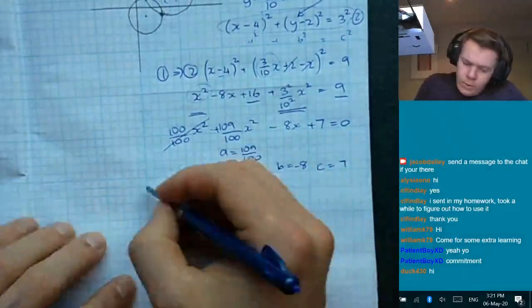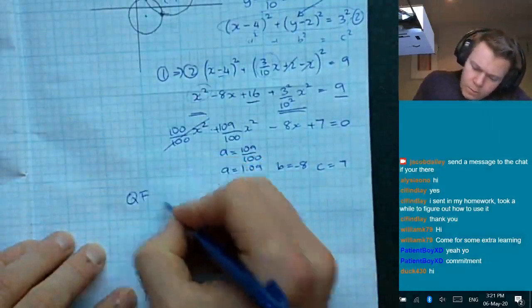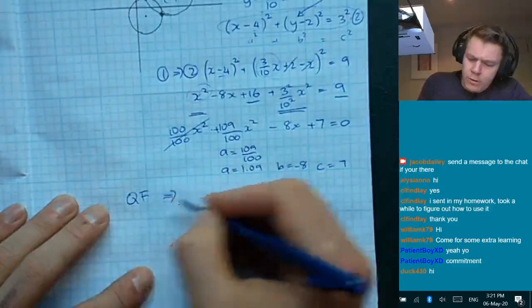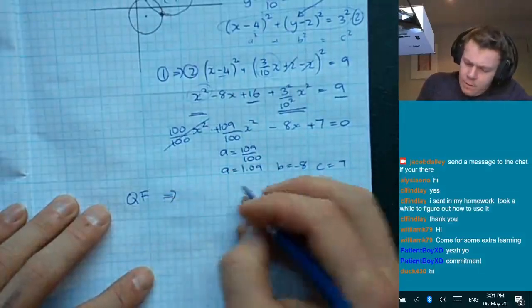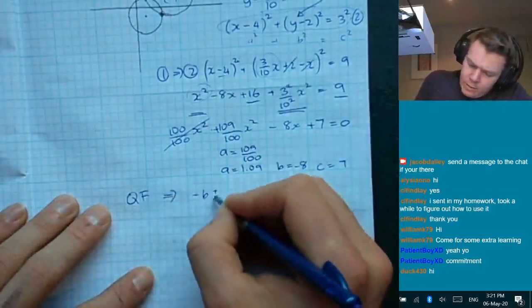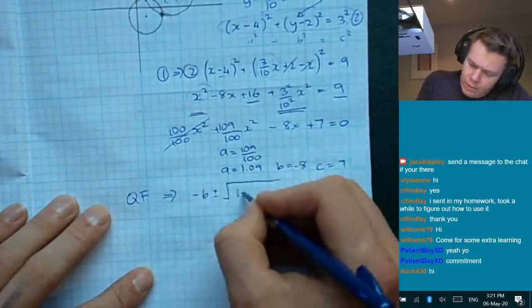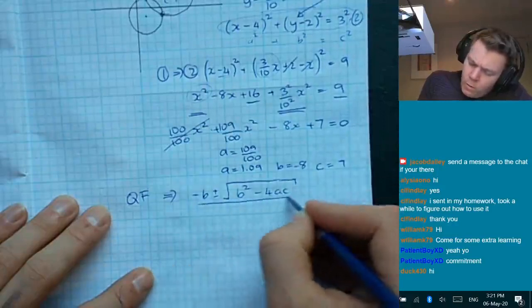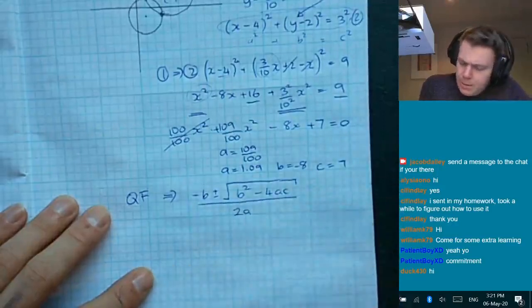Right, quadratic formula. You're going to be using this a lot this year. Minus b plus or minus the square root of b squared minus 4ac, all over 2a.